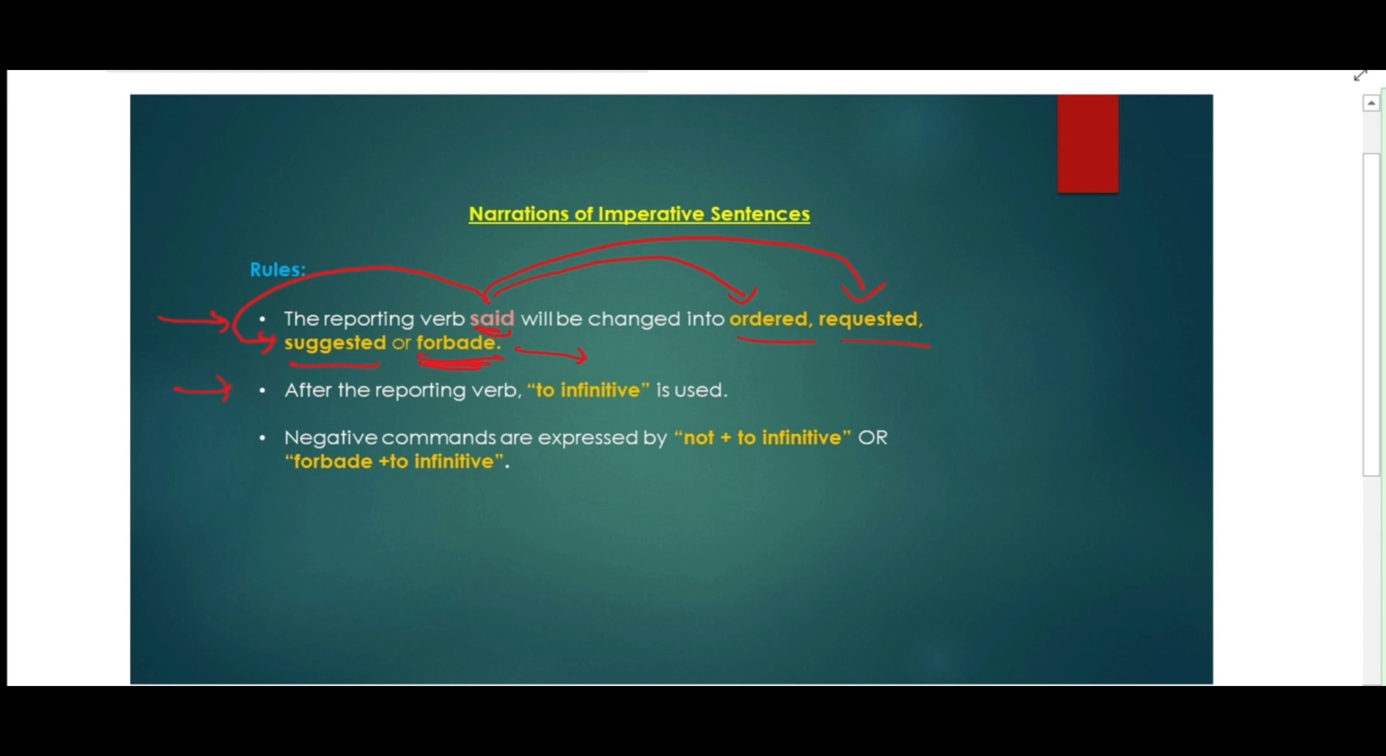Next point: after the reporting verb, a to infinitive is important to be used. To infinitive means the base or original form of the verb which starts with the word to, like to go, to say, to run. In this way we can use infinitives. Third point: negative commands are expressed by the word not, then the infinitive. This is one way that we can change negative sentences from direct speech to indirect speech. There is also another way: we can use the word forbade with the to infinitive. In this case we won't use the word not, because the word forbade already contains a negative meaning, so there is no need to use not again in indirect speech.